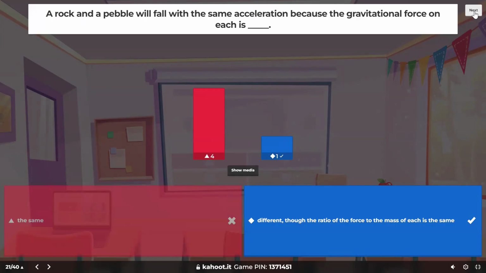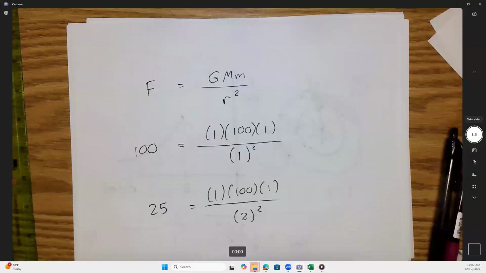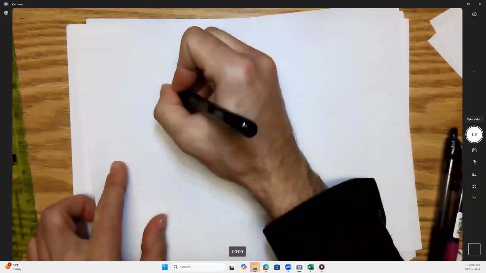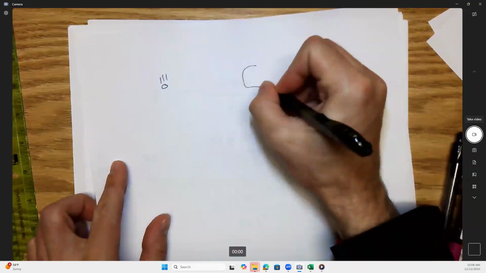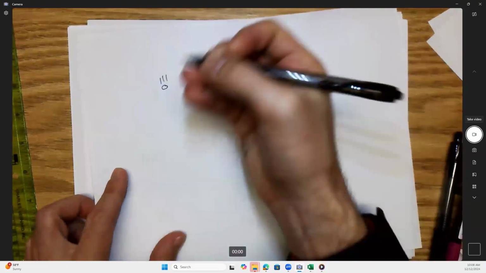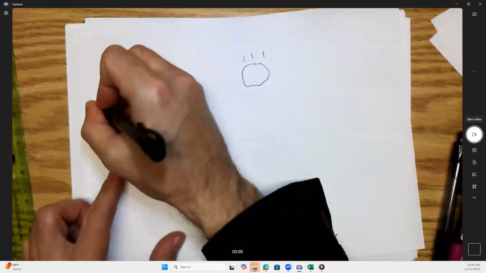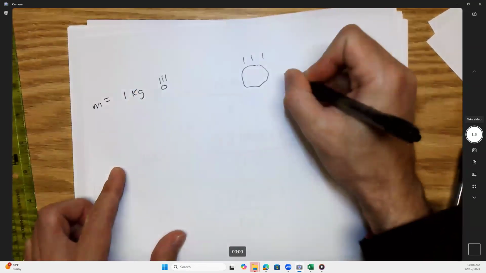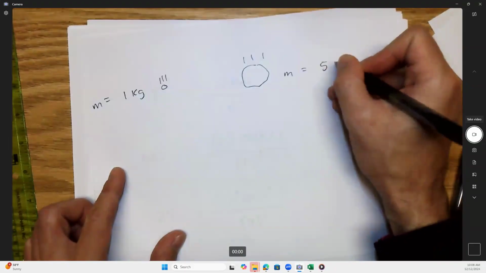Weight. Does a rock and a pebble have the same weight? Probably not. Okay, so let's do a numerical example here. Here's a pebble, here's a big old rock. Let's say the pebble has a mass of, let's keep it simple, 1 kilogram. Let's say this big old rock has a mass like 5 kilograms.